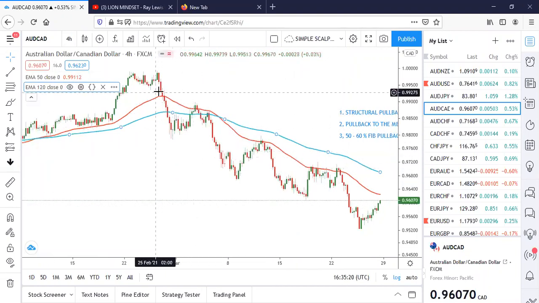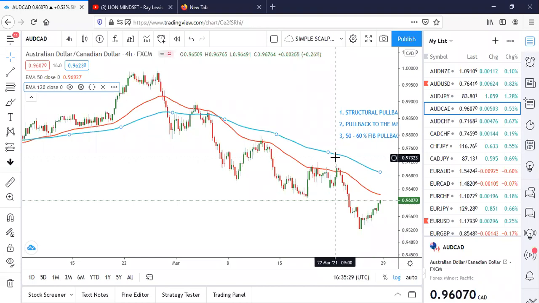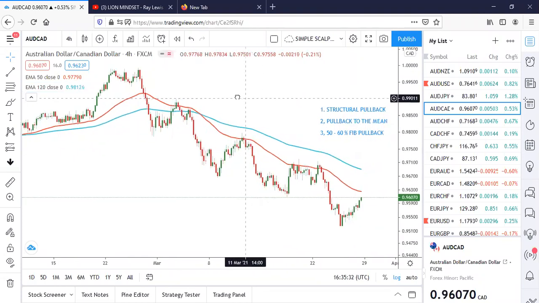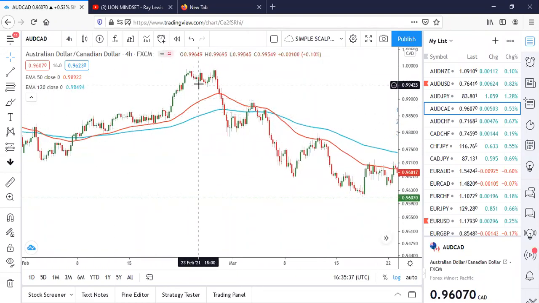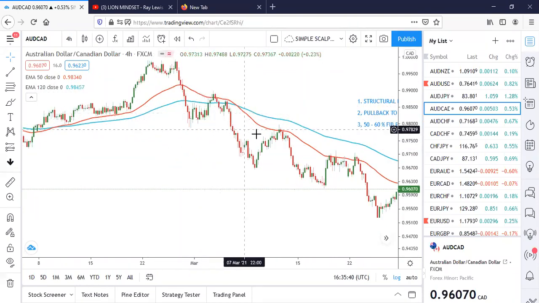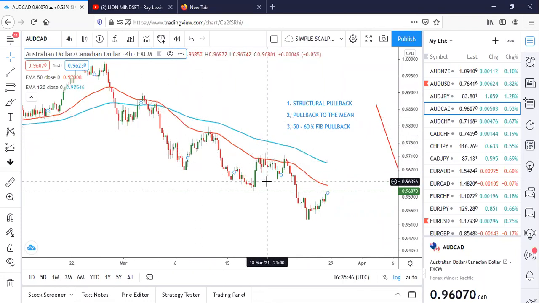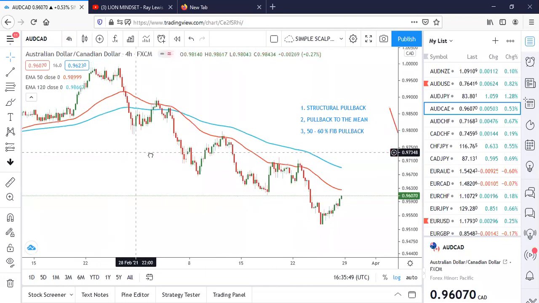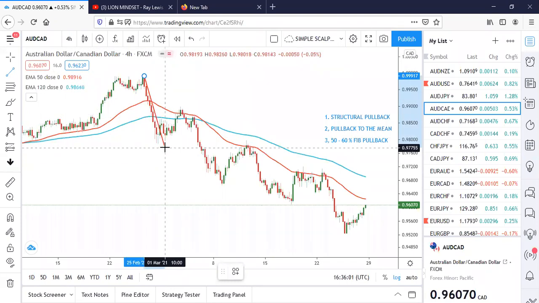Now look at this. The red moving average is the 50 EMA, while the blue is the 120 EMA. When price was above these EMAs, we can consider price is going up. And now when price is below the 50 and 120 EMA, we can say price is dropping. Fine. Now, this was the first drop that crossed the EMA. The moment this happened, we can say price is going down.